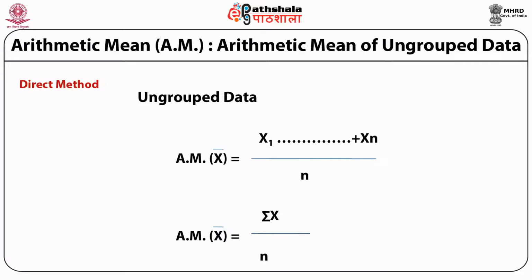Direct method. Now, when we make use of direct method, we have to look at the data whether it is grouped or ungrouped. Ungrouped data means that only the values are present and there is no frequency attached with individual values. So arithmetic mean in this case is x1 plus x2 plus up to xn. That is, you are writing down the individual observations, you are summing them, and then you are dividing it by n, that is the number of observations. So we can write arithmetic mean as summation x divided by n.